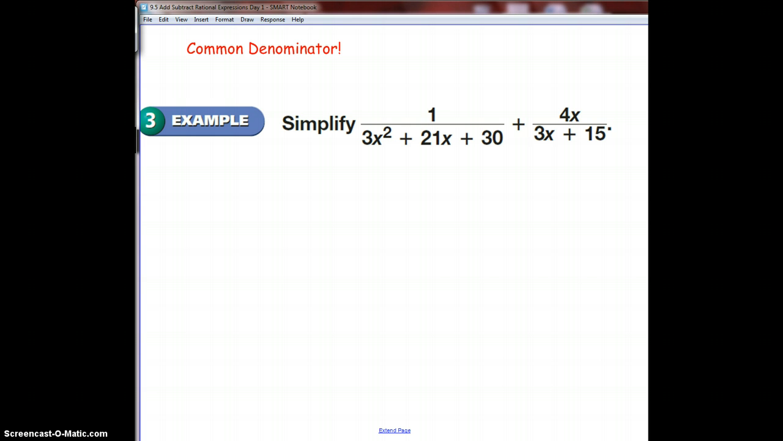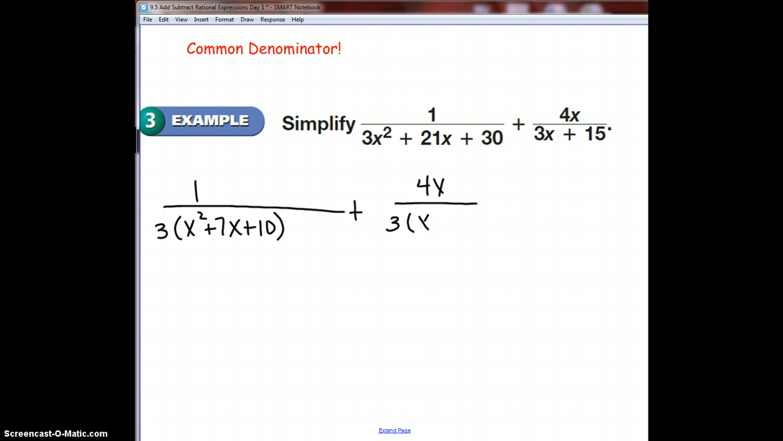Okay, we're going to go ahead and start adding and subtracting rational expressions. Kind of a continuation off 9.4, still very easy. So what we're going to do is factor down completely. I'm going to go ahead and factor down this denominator over here on this side.